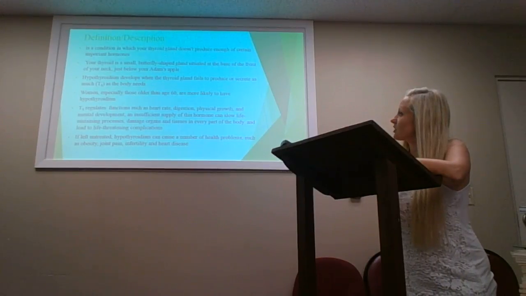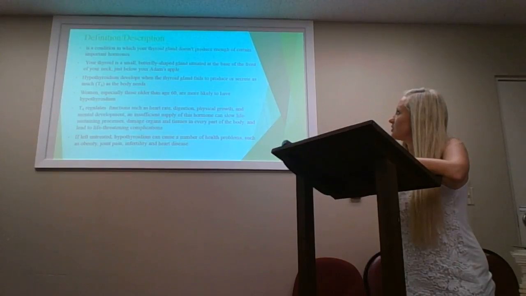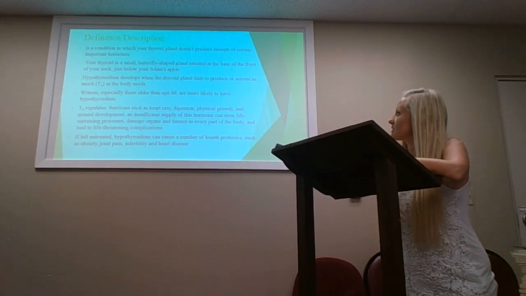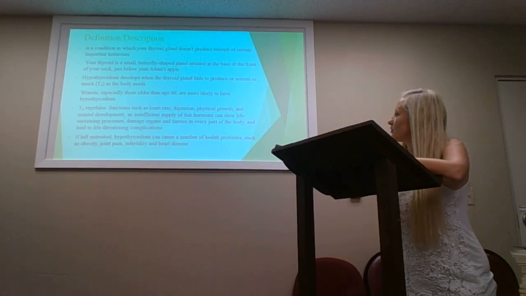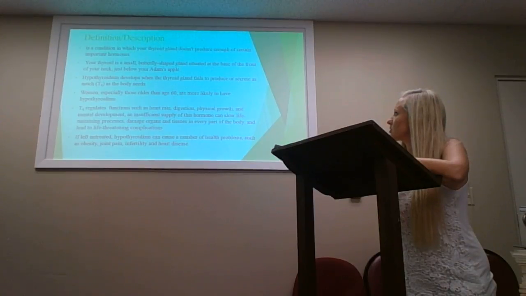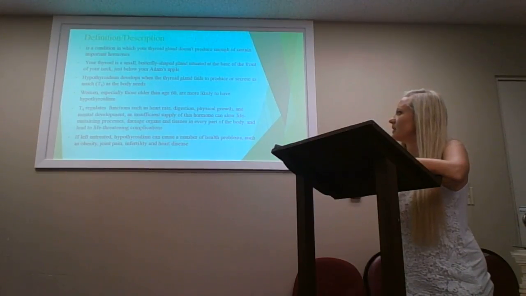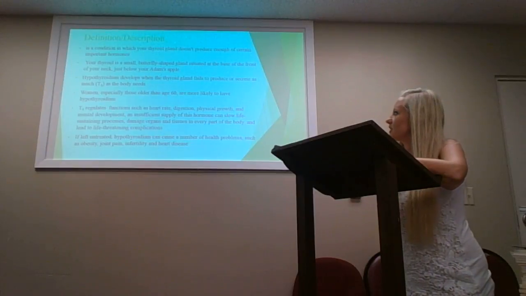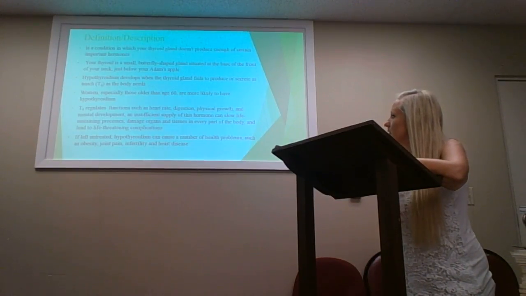The definition and description of hypothyroidism is a condition in which your thyroid gland doesn't produce enough of a certain important hormone. Your thyroid gland is a small butterfly-shaped gland situated at the base of the front of your neck, just below your Adam's apple. Hypothyroidism develops when the thyroid gland fails to produce or secrete as much T4 as the body needs. Women, especially those older than age 60, are more likely to have hypothyroidism.